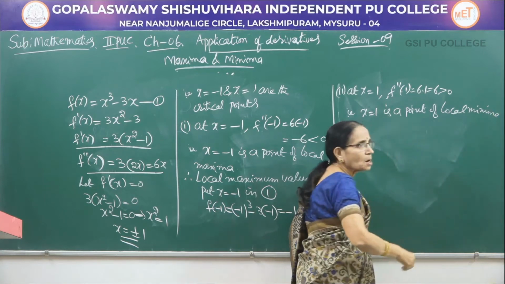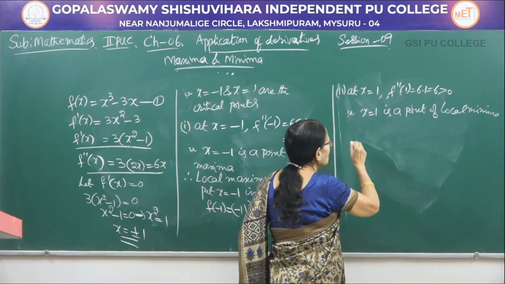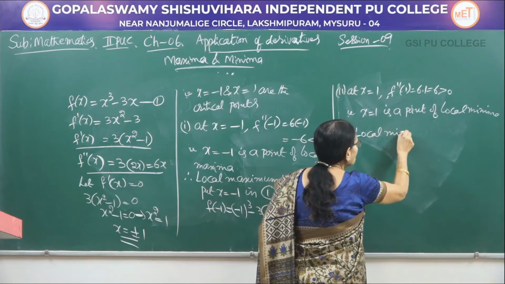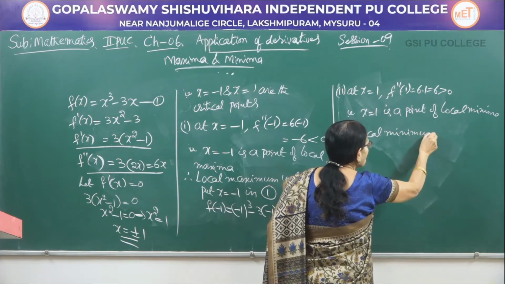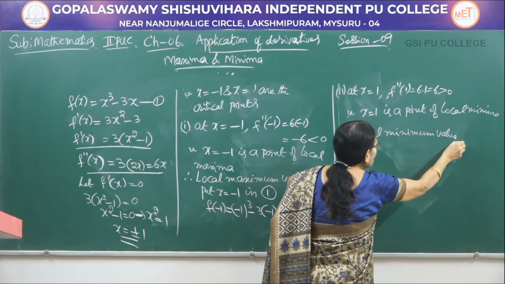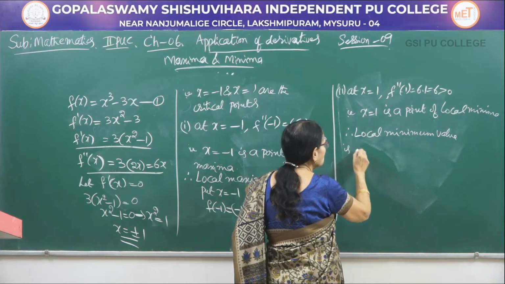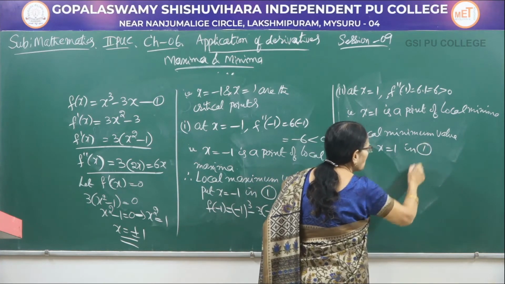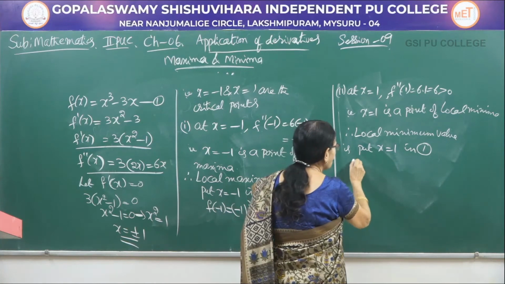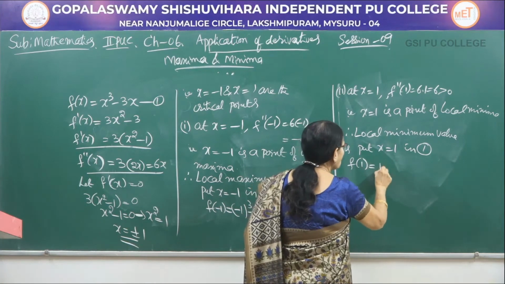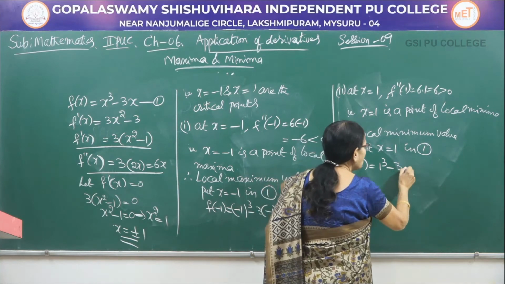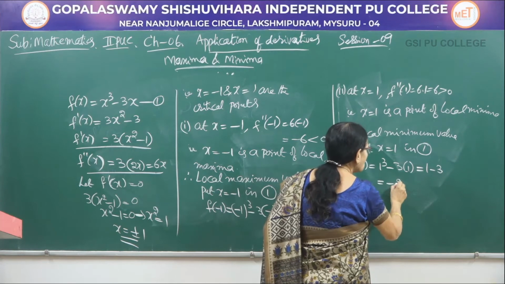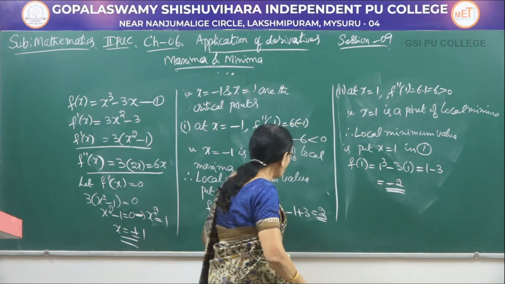Is a point of local minima. Immediately you write, therefore, the local minimum value. Therefore, local minimum value is: put x is equal to 1 in the first equation. That's why I had given a number there. That is f of 1 equal to 1 cube minus 3 into 1, that is 1 minus 3, that is equal to minus 2.